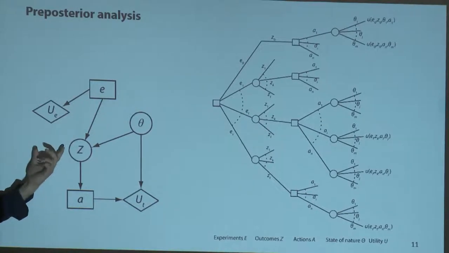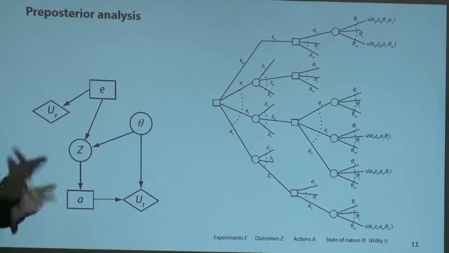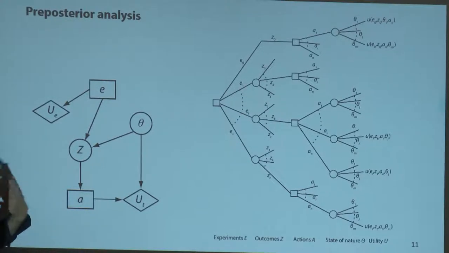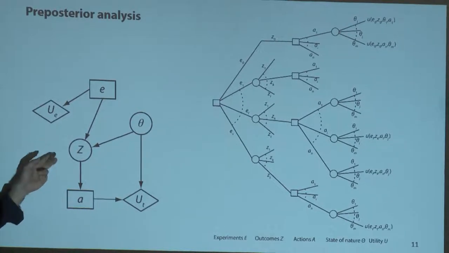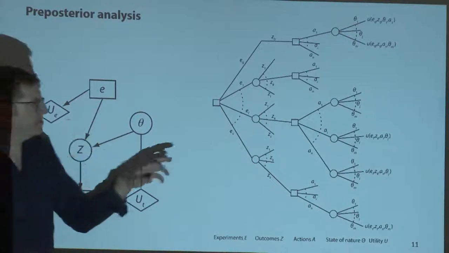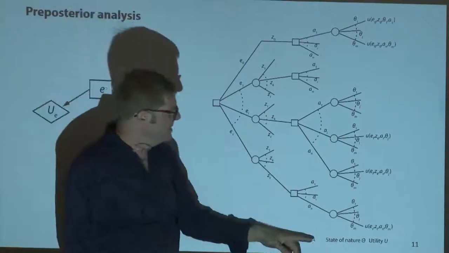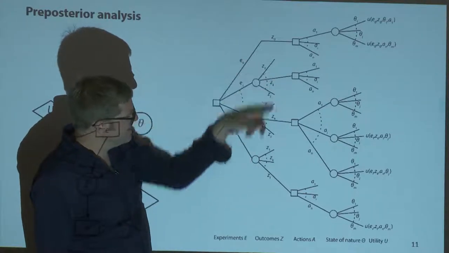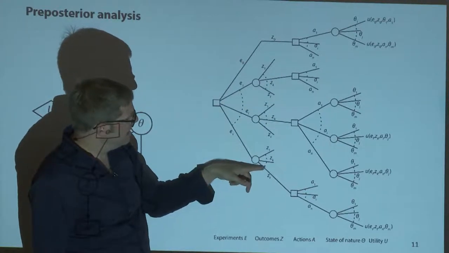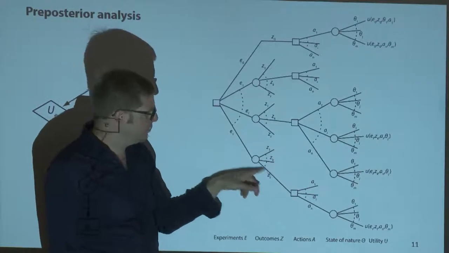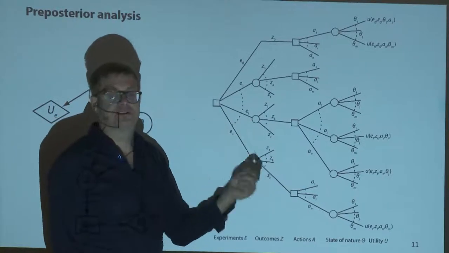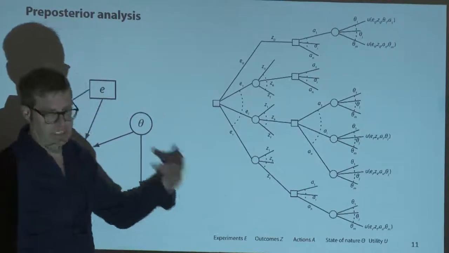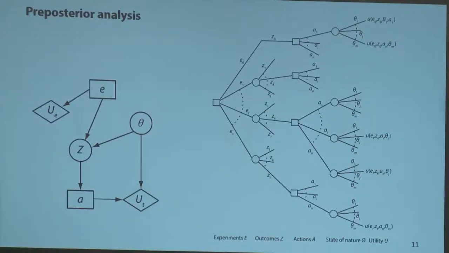We're just saying that when I get to make that decision, I'm going to have that evidence, but I don't yet have it. So that's the pre-posterior. In principle, I could add evidence here. If I have evidence, for example on set, it just means that I can ignore everything else and look at the branch that corresponds to this evidence. So the evidence could also be looked at here.